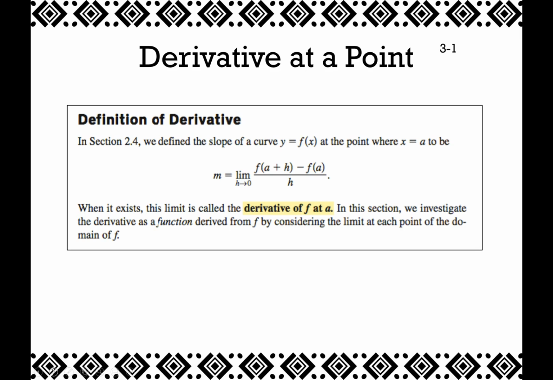This is the formula that you've seen before, but now I'm going to add the word derivative to it. So remember, in section 2.4, we defined the slope of the curve y equals f of x at the point where x equals a to have a slope m of the tangent line defined as this. We've seen that. That's just the slope of the tangent line at your point a. However, now I'm introducing this word derivative. When it exists, this limit is called the derivative of f at a.